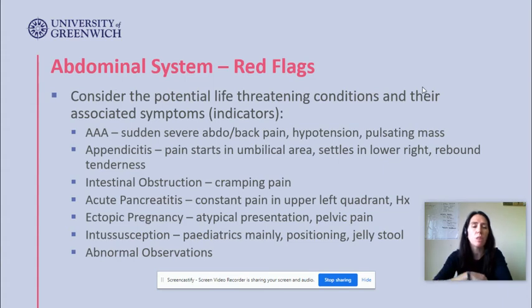Intussusception is something mostly associated with pediatrics, and we will come on to that in our pediatric session. But it's worthwhile that you note this jelly-like stool. It looks like blackcurrant jam. And when you come across that, whether it's in a pediatric or in an adult, know that that kind of poo is a red flag. Abnormal observations, like I say, in conjunction with something else.